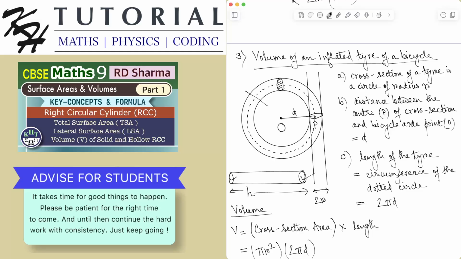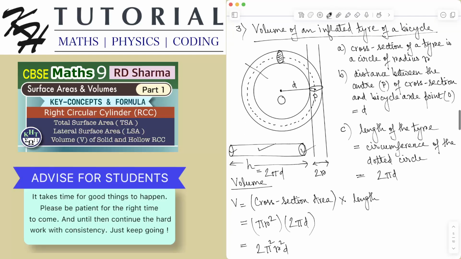So now the volume of the inflated tire will be equal to the volume of this RCC, where h is equal to 2 pi D. I know h, I know r, so I can easily find the volume of the inflated tire, which will be equal to pi r square into the height h, which is 2 pi D. So it is 2 pi square r square D.